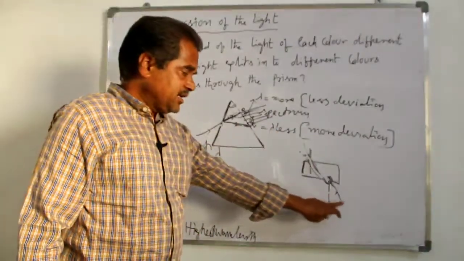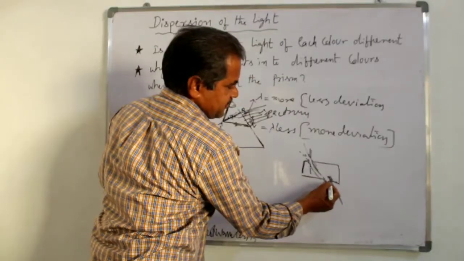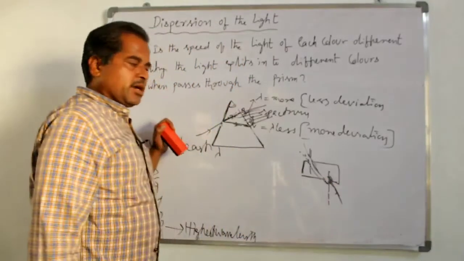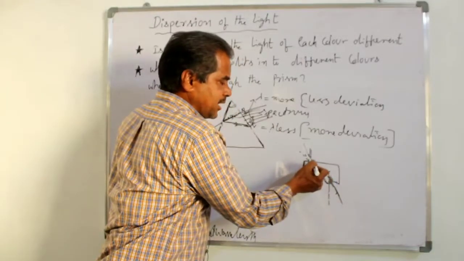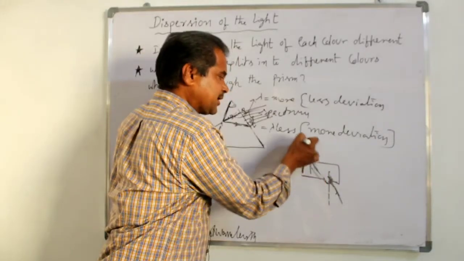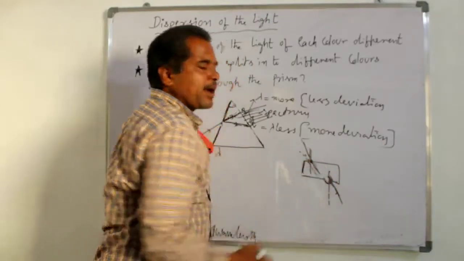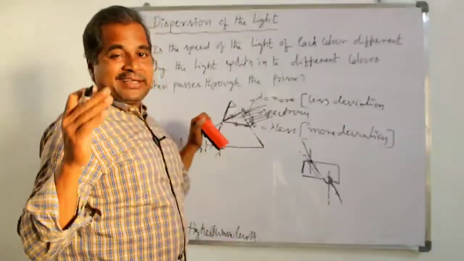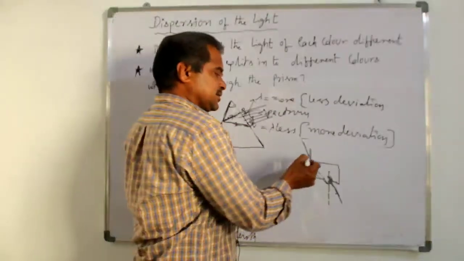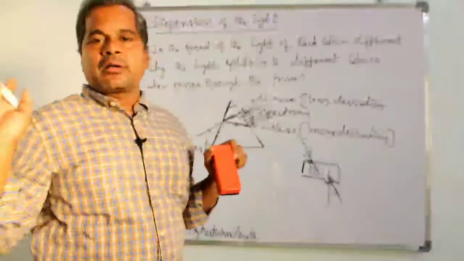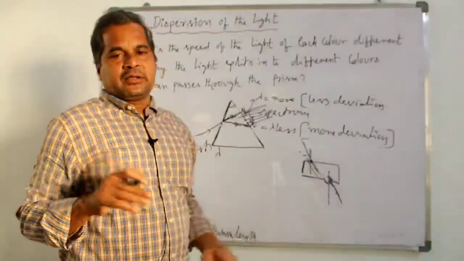But when any light ray enters one surface of the glass slab, it splits into seven colors. After completion of the second refraction, it again emerges as only one light ray, because all those light rays are parallel to each other, so there is no angle of deviation for all those seven colors. That's why dispersion does not occur when the light ray is incident on a glass slab.